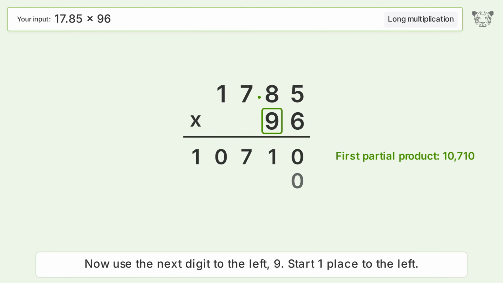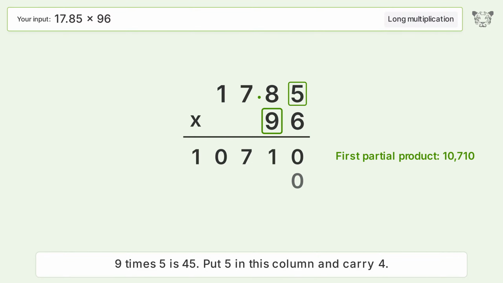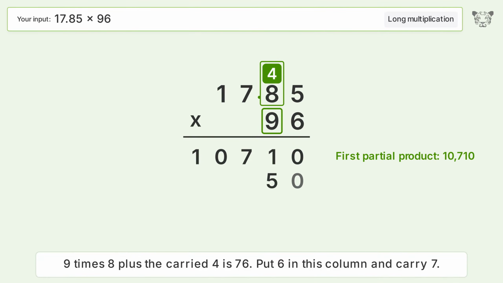Now use the next digit to the left, 9. Start one place to the left. 9 times 5 is 45. Put 5 in this column and carry 4. 9 times 8 plus the carried 4 is 76. Put 6 in this column and carry 7.